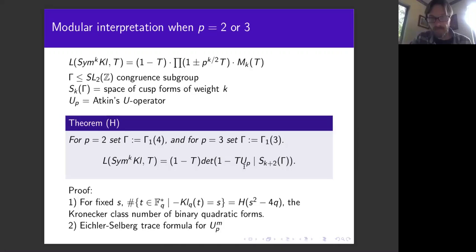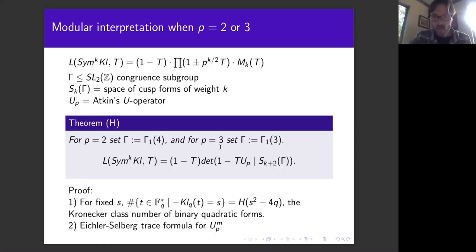Just so it's quadratic forms, s squared minus 4q, is that positive or negative? It's negative. This is a positive definite. Say again? Yeah, it turns out this s here is always smaller than 4q. So for p equal to 2 and 3, this is always negative.